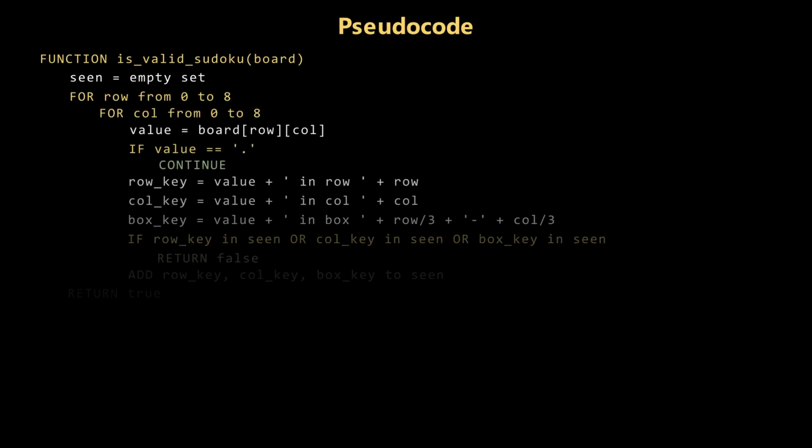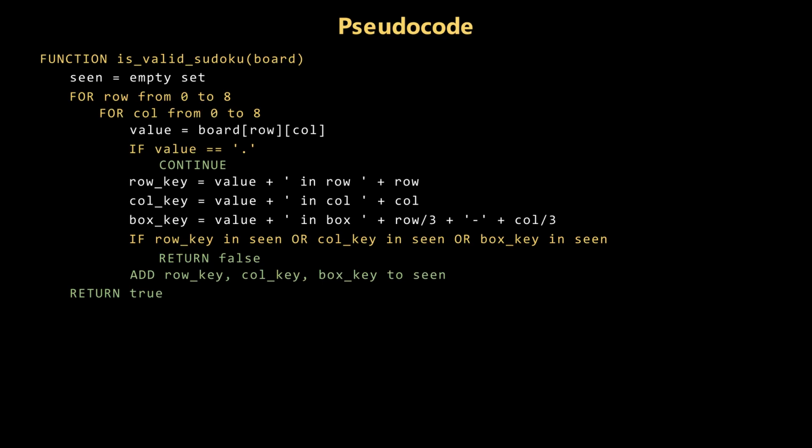The pseudocode is a single sweep. For every filled cell, manufacture its row key, column key, and box key. If any key is already present, return false immediately. Otherwise add all three keys and return true after the board is fully scanned.